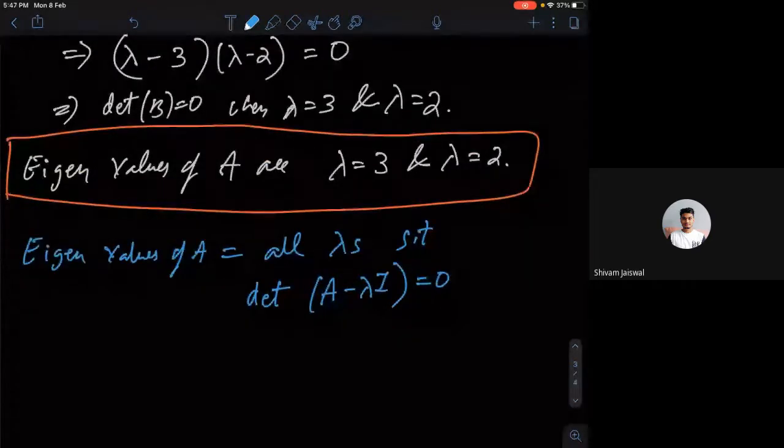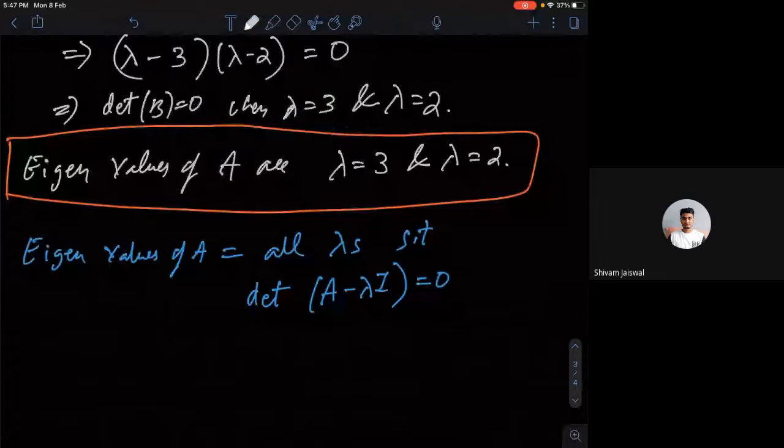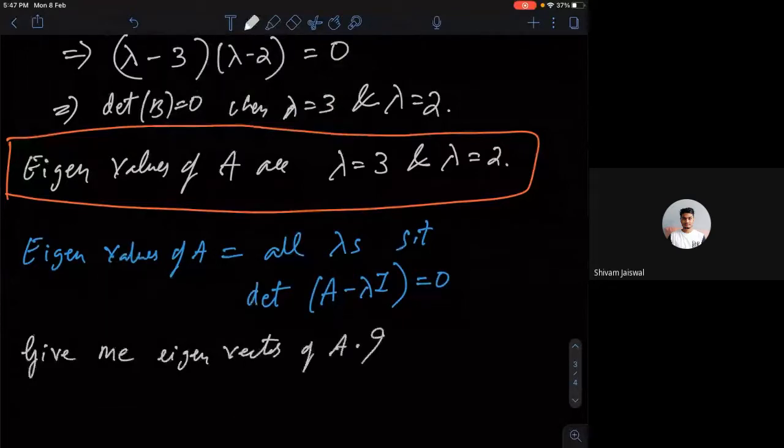Now I'm interested in the next question. I'm interested in this: give me the eigenvectors of A.